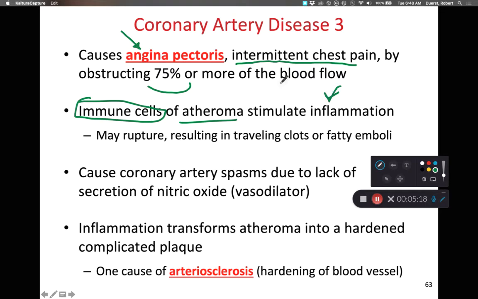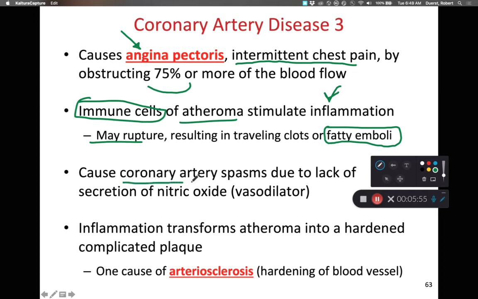It's not cool. And as it inflames, it may rupture, and that rupturing would result in little blobs of fatty emboli. So instead of a blood clot moving around within the blood vessels, it's a chunk of fat moving around within the blood vessel. And as we look at these fatty emboli, a lot of times they'll move through the coronary artery to smaller and smaller branch arteries and arterioles and get stuck in one of them and restrict blood flow to a section of cardiac muscle tissue.